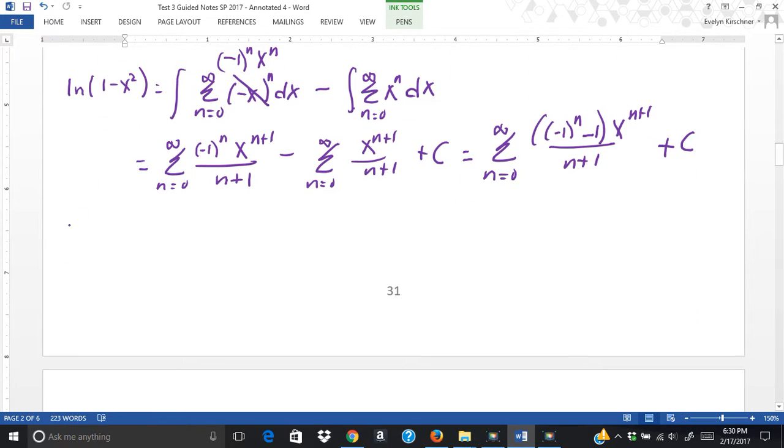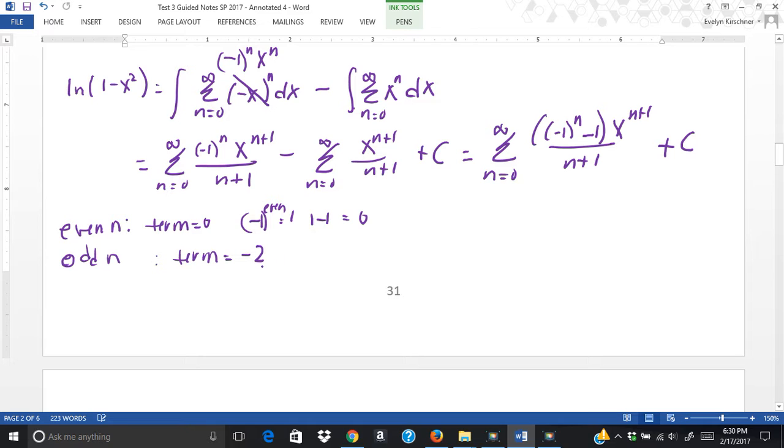So when I have an even n, then my term is 0, because I have negative 1 to an even power equals 1, so I have 1 minus 1, which is 0. So I only need to look at the odd terms, and when it's an odd n, then my term equals negative 2.